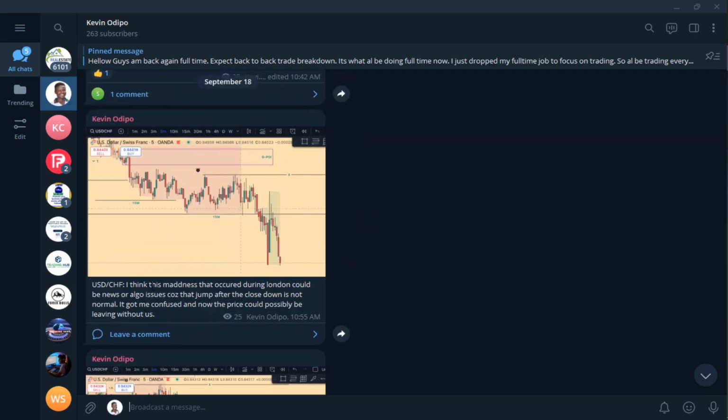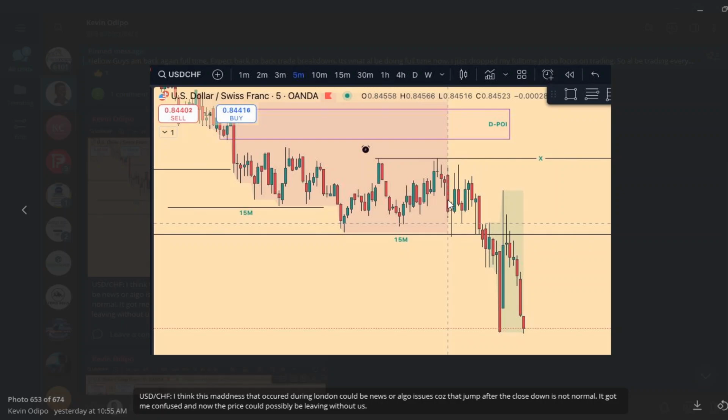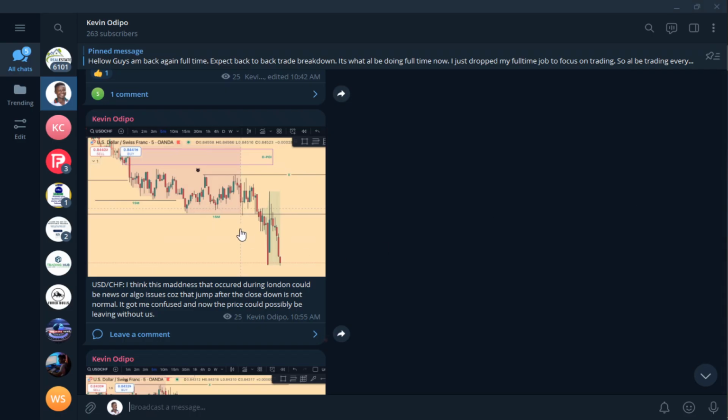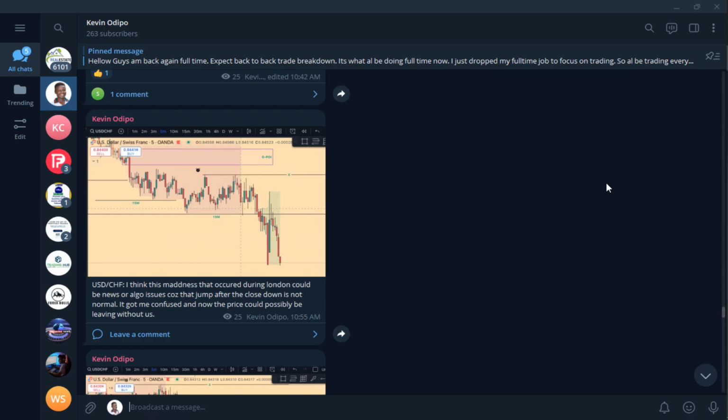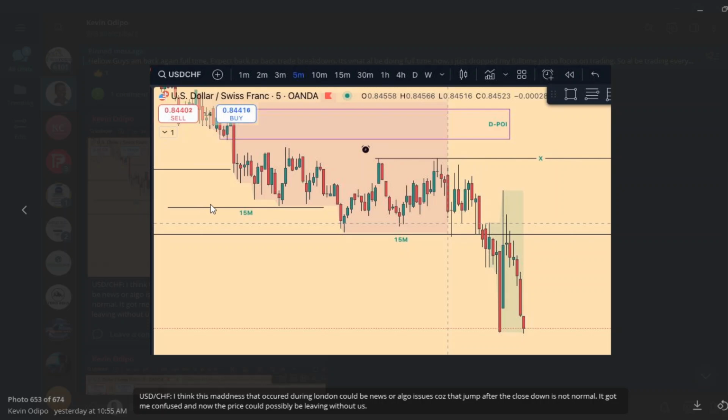I think this madness that occurred during London could be news or algo issues, because that jump after the close down is not normal. It got me confused and now the price could possibly be leaving without us. That was my thought, and this is it before it happened. Everything was marked well. I was hoping to see this being taken with this move here and then tapped on this decisional point of interest, but everything was aligning well. As you can see, I was aligning everything well.